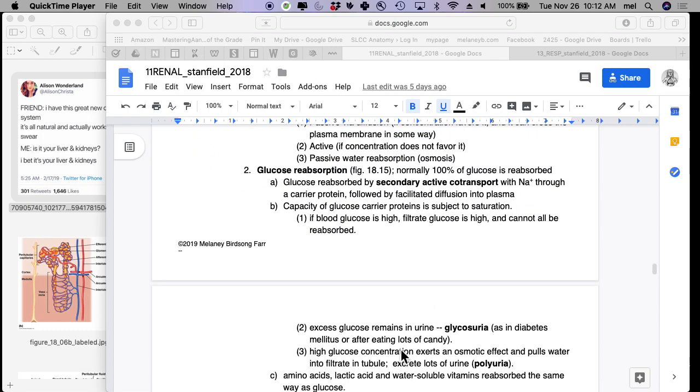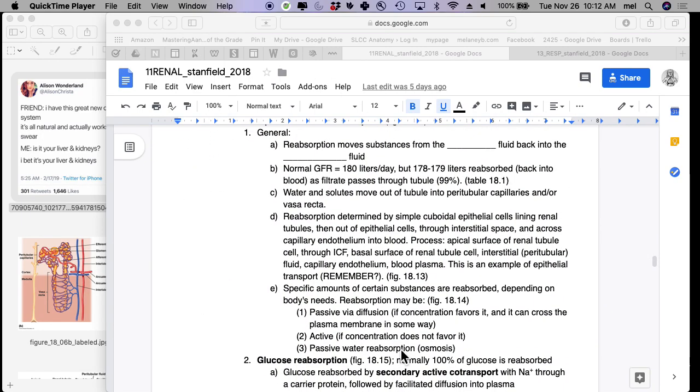Filtration, we were talking about reabsorption. Okay, reabsorption moves stuff from what fluid to what fluid? Filtrate back into the blood, yes. And how about transport mechanisms for reabsorption? Tell me.